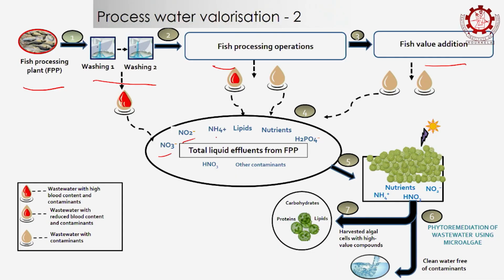You have nitrate, nitrites, ammonia, lipids, nutrients, phosphoric acid, nitric acid, other contaminants, all this effluent. If you try to check the composition of the process wastewater, you have total nitrates, total phosphorus, total potassium in different forms, you get it, right? If you have seen the water report, nitrate, nitrite, phosphate, everything is in it. Yeah. Wastewater with a high level of blood and contaminants, wastewater with less amount of blood, depending upon what type of fish is processed, or wastewater with contaminants.